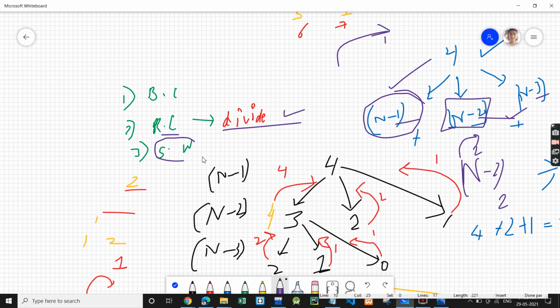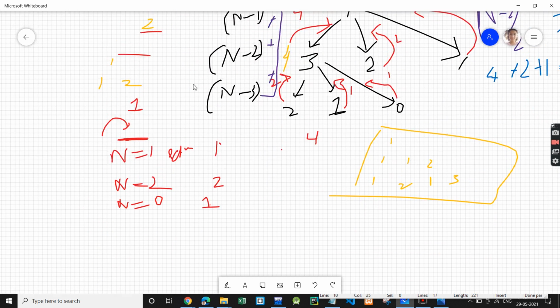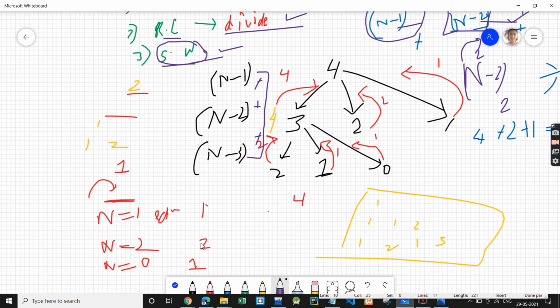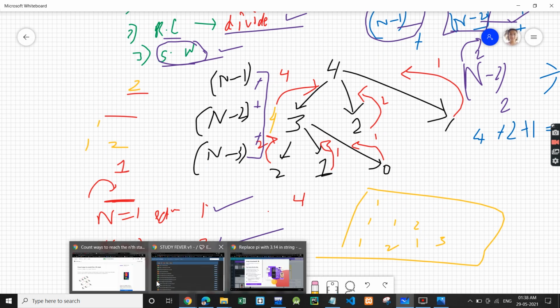And the small work, basically there is no small work. Just the small work is that we will be adding all these three results, whatever the number of ways are for n minus 1, n minus 2, n minus 3, we will be adding them and returning. So that will be small work. And the base case we discussed that if n is equal to 1, we'll return 1, n is equal to 2, we'll return 2, and n equals to 0, we'll return 1. So let's discuss the code. I hope you understood the approach.